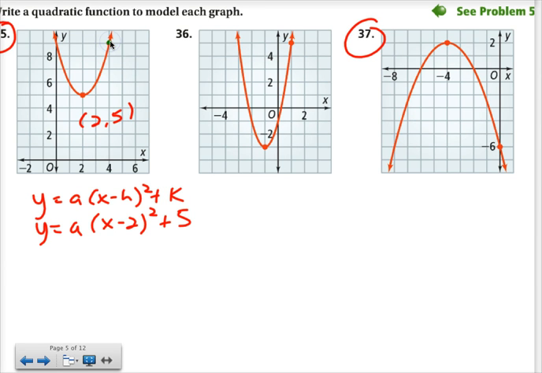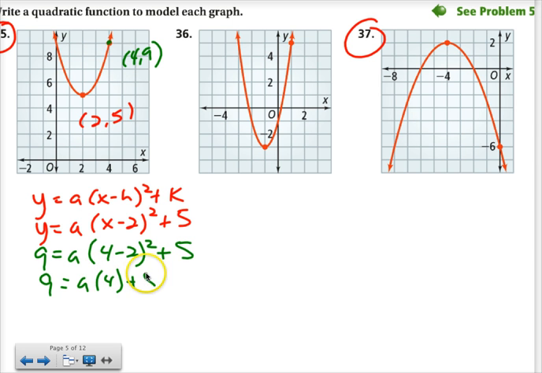And I notice this point right up here is on the graph at (4, 9). So that would be a good choice to use for my x and y. The y coordinate there is a 9, and the x coordinate is a 4. And then what I need to do is follow the order of operations so I can solve for a. So 9 will equal a(4 minus 2), 2 squared is 4. So this is really 9 equals 4a plus 5.